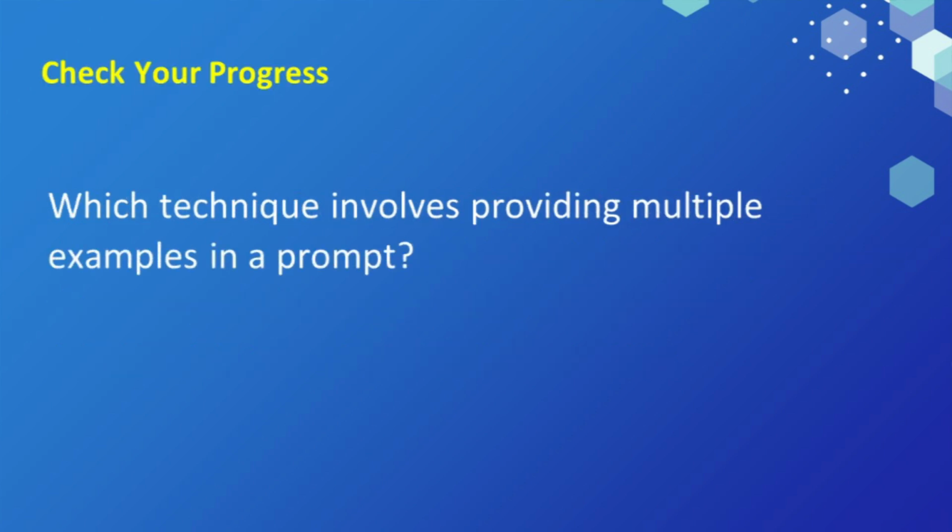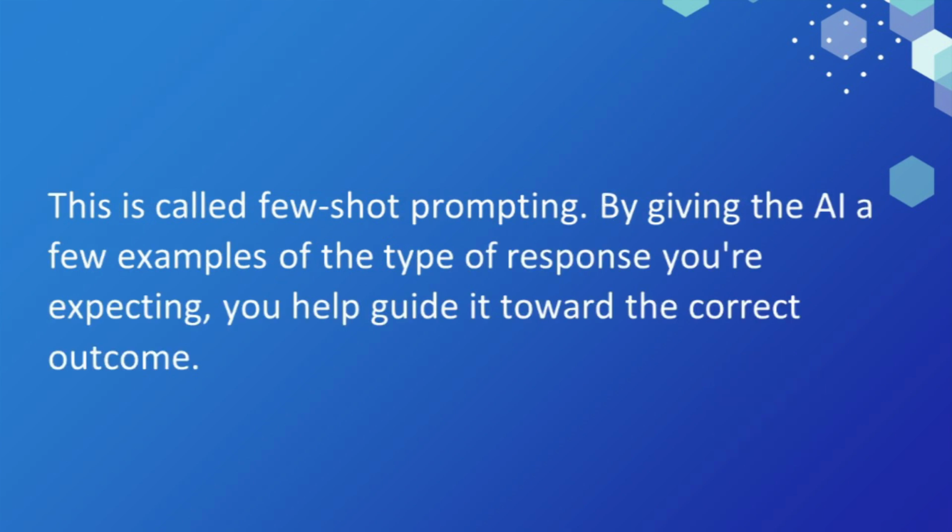Which techniques involve providing multiple examples in a prompt? Again, take a moment to reflect on what the answer should be. Now, here is the response. This is called few-shot prompting. By giving the AI a few examples of the type of response you are expecting, you help guide it towards the correct outcome. Now that you have had a chance to think about this, let's move on to more advanced strategies.